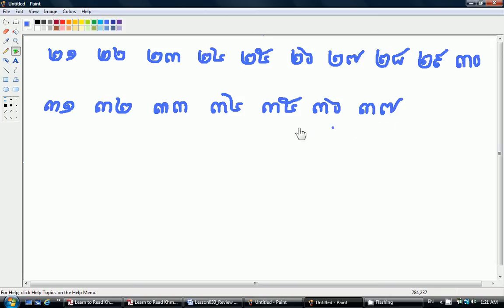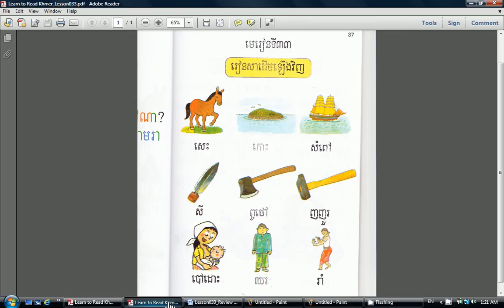Now let's read them. Mapai moi, mapai pi, mapai bai, mapai buon, mapai pram, mapai pramoi, mapai prampi, mapai prambai, mapai prambuon, sam sap. 31, 32, 33, 34, 35, 36 and 37. Okay, so now let's review lesson 33. Okay, lesson 33, again in Khmer we say Merin di 33. It's on page 37. Page 37 in Khmer we say Tampo di 37.